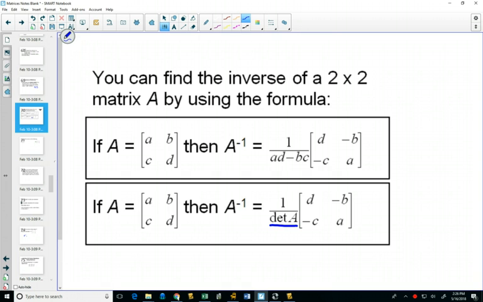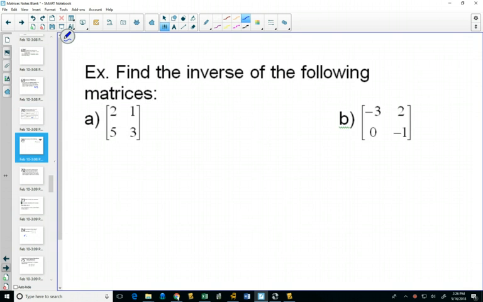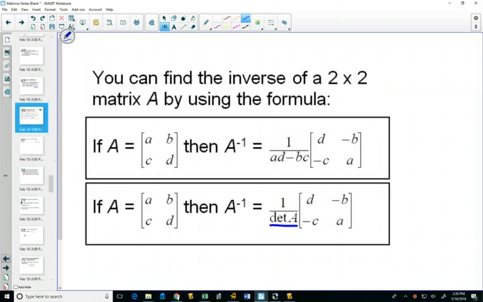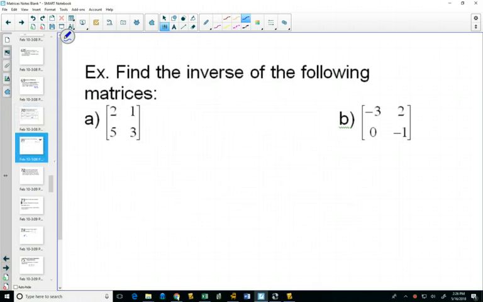And that's why you can't have the determinant be 0, because then you'd be dividing by 0 here, which we have in our notes right here, I believe. Okay? But if your determinant is 0, then you can't have an inverse because you'd be dividing by 0. So in order to find an inverse, you have to first find your determinant.